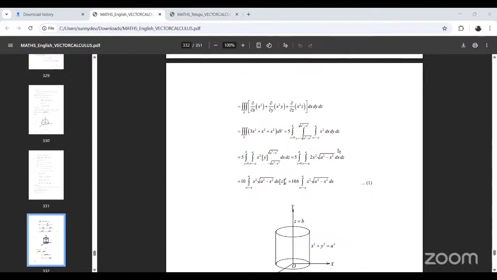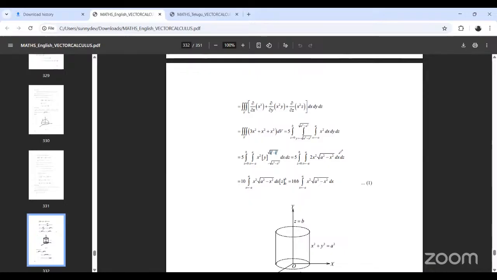So we have the x limits, the y limits, and the z limits. First we do the integration with y. So integral of 1 into dy is y, and we apply the limits, under root of a square minus x square and minus under root of a square minus x square. Now we substitute the upper limit and lower limit, and we get 2x square into under root of a square minus x square dx dz. So 2 goes outside, and x square under root of a square minus x square dx.